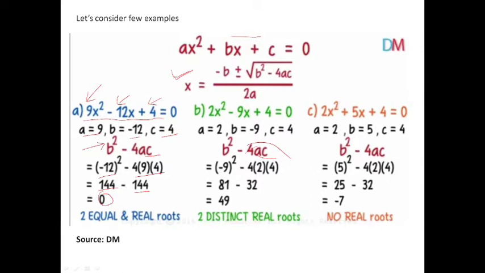So if the discriminant value is equal to 0, then we say two equal and real roots. So now let us consider this example. Here, after evaluating the expression, we get how much here? 49. Then we say that in this particular expression, there are two distinct real roots possible. Here, last example, after evaluating, we are getting minus 7. So no real roots are possible here. So this is about the basics of the quadratic equation.